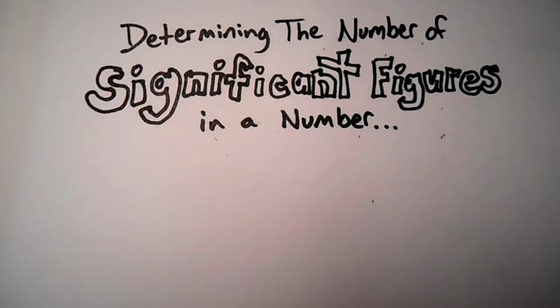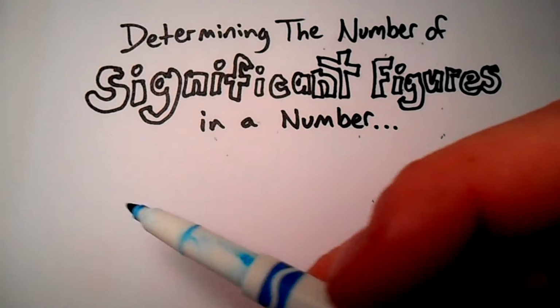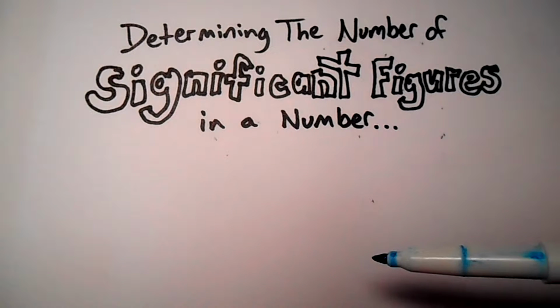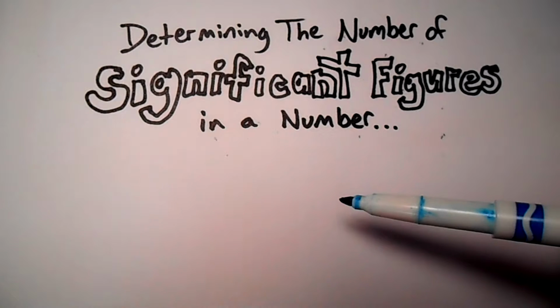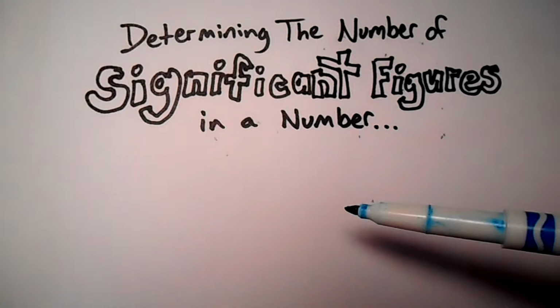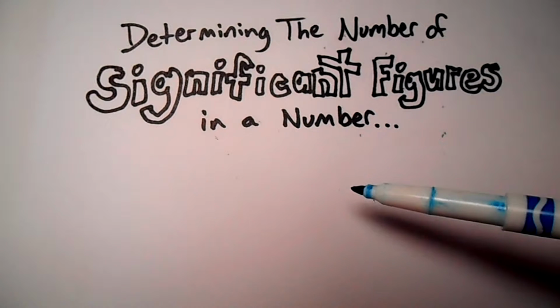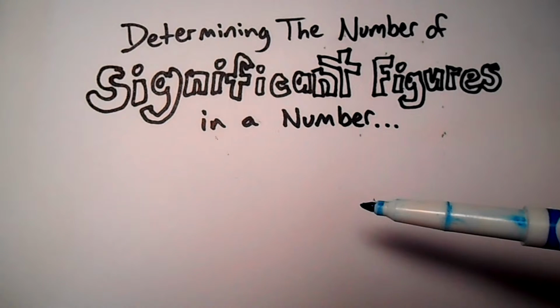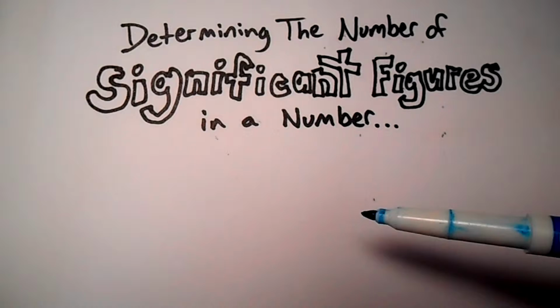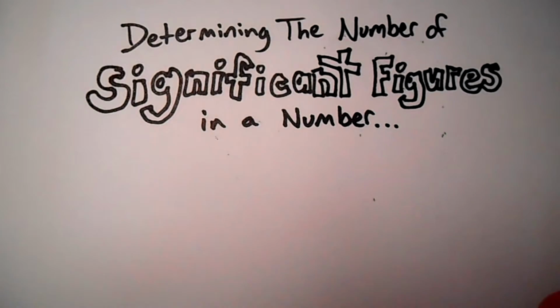Alright, this is determining the number of significant figures in a number. This video is going to show you how to tell how many sig figs are in a number, and we'll also tell you a little bit about the reasons why. I think it's important, if you're going to understand how significant figures work, that I don't just show you a bunch of tricks on how to count how many sig figs are in a number. If you don't actually have an understanding of what a significant figure is, and why some figures are significant and some aren't, I don't think that really helps you as much.